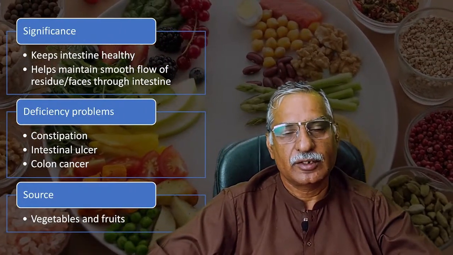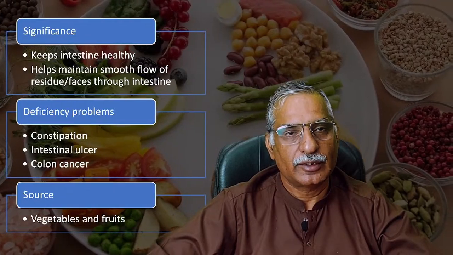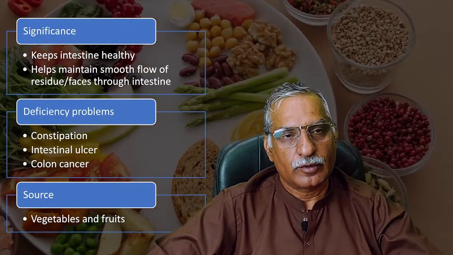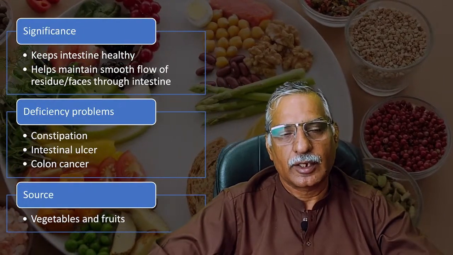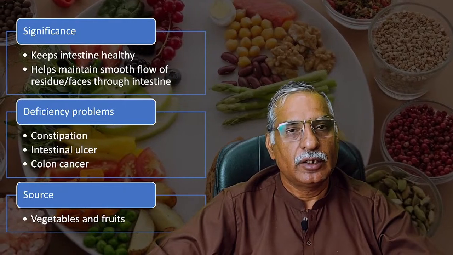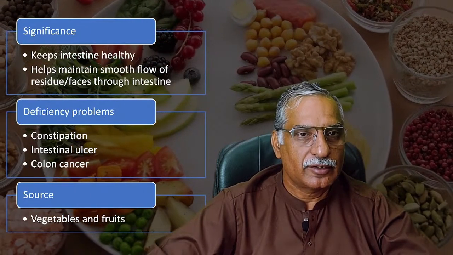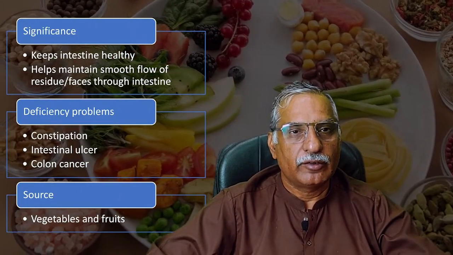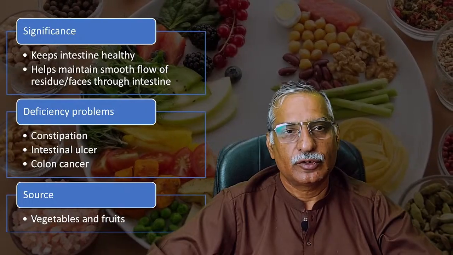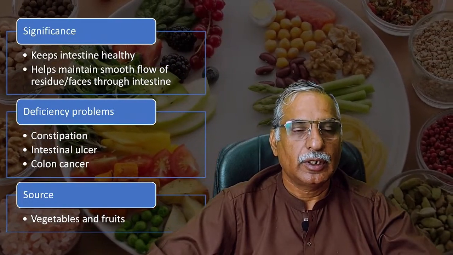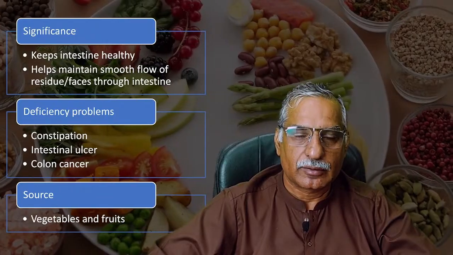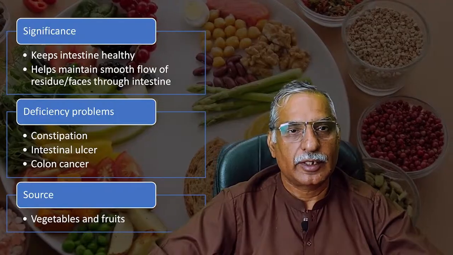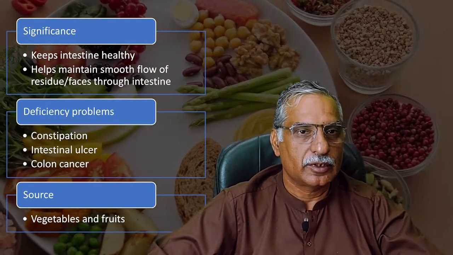And in that case, the friction exerted by that dry residue can cause ulcers on the wall of the small intestine, even on the wall of the large intestine. And these ulcers can, in future, lead to intestinal cancer. That is what we generally know as colon cancer. So deficiency of dietary fiber will lead to less water in the residue, that will lead to constipation, intestinal ulcer, or colon cancer. So that's why we need to feed on plant products like fruit, like vegetables, etc.